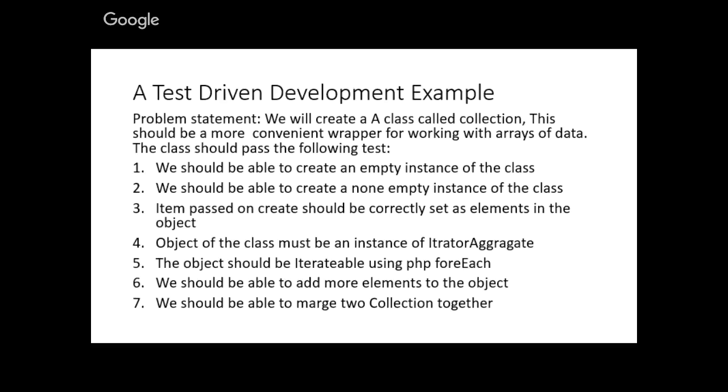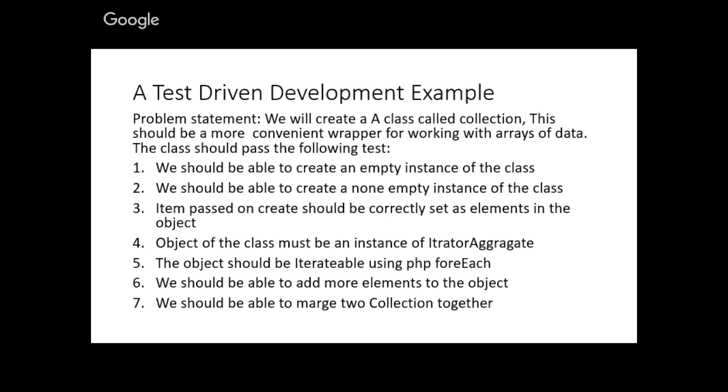Functionality one: we should be able to create an empty instance of the class. The class is called Collection, which means it has a collection of arrays. An empty instance should create an instance of the class with nothing inside the array. Then we should be able to create a non-empty instance of the class. This means when creating an instance of the class, we should be able to instantiate it with a list of elements for it to start with.